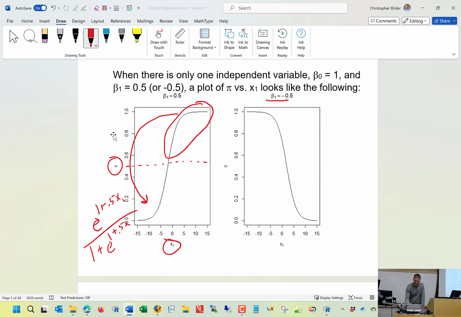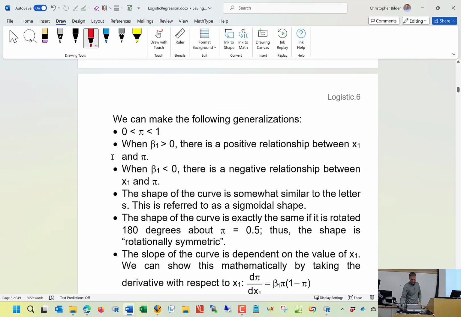When beta 1 is negative, look what I get. As x goes up, the probability of success goes down. Okay.